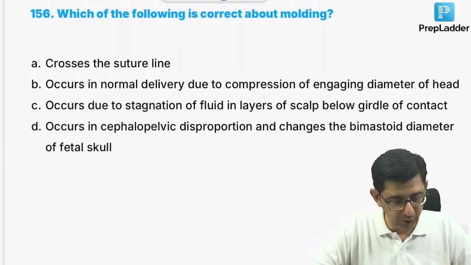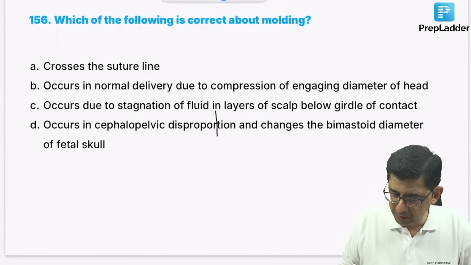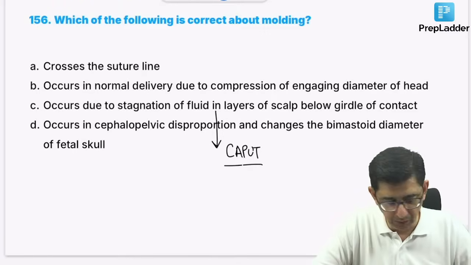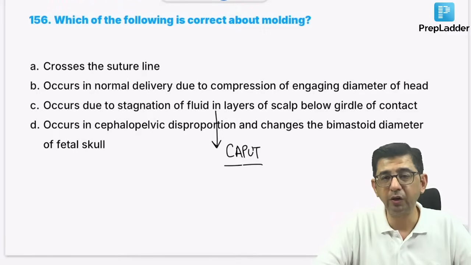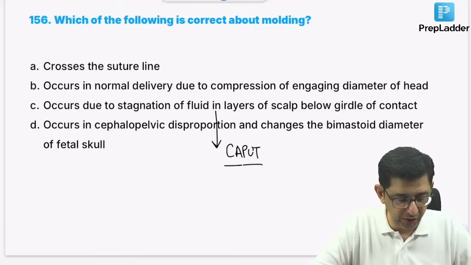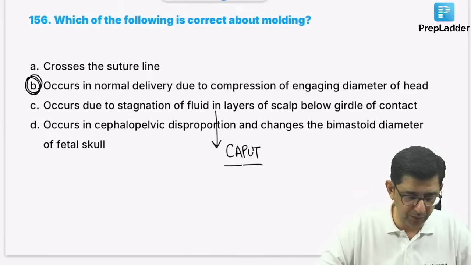Okay, which is correct about molding? Quick answers, please. Let's look at your responses in this case. I'm getting C as an answer. That is going to be caput succedaneum, that is stagnation of fluid in the scalp before the girdle of contact. That is caput, so that is ruled out. Molding is a normal phenomenon which occurs due to friction between the maternal pelvis and the baby's head, and there will be overriding of the sutures, and that will help in facilitating the baby's exit. So the answer in this question is option B.